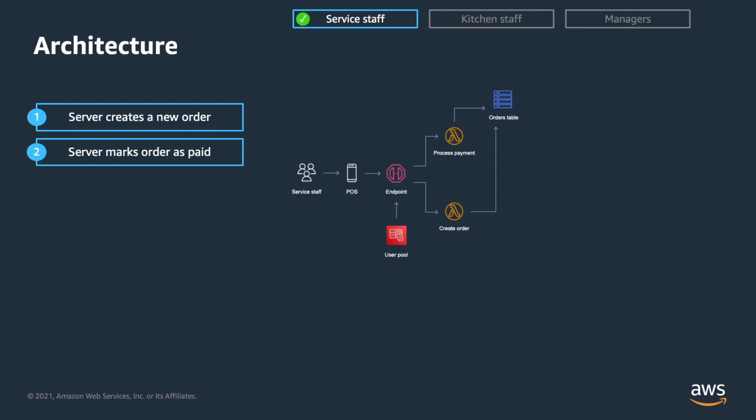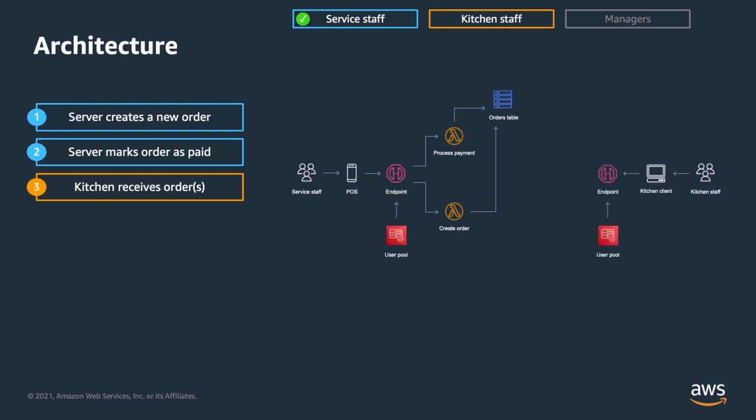Now let's jump on over to the kitchen staff side and flesh that out. Coming in on the right side, we have our kitchen staff resources. Just like the service staff, they'll have their own API with authentication that they can use to connect to the system. And so the first thing that they'll need to be able to do is view all the open orders that need to be worked on. For that, I'll add a Lambda function to fetch all open orders from the table and snap it into our architecture here.